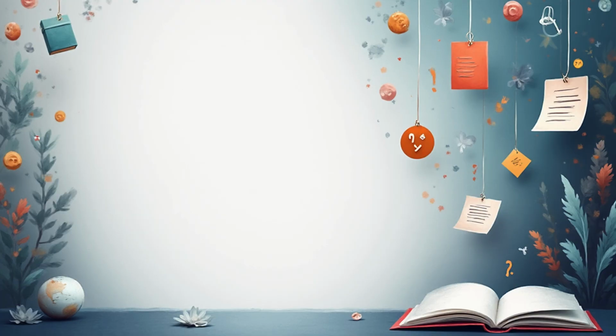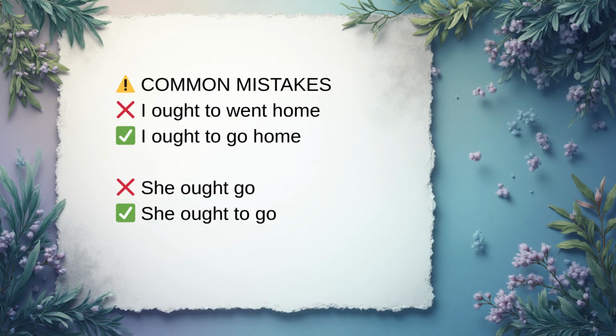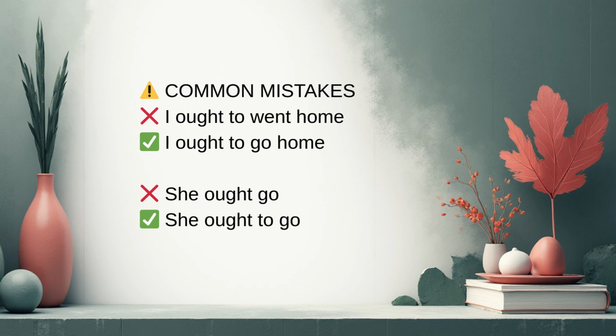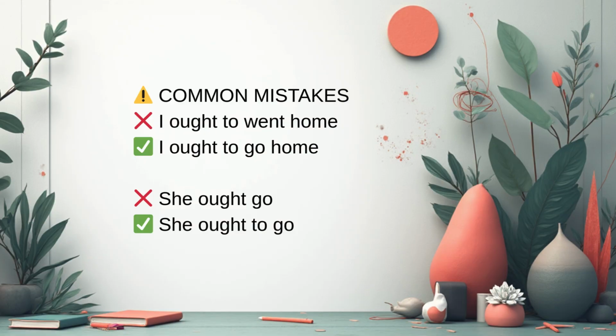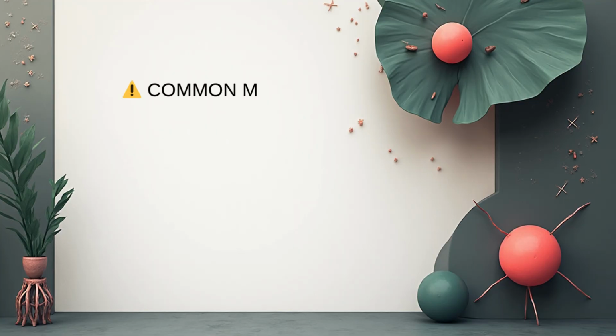Now let us see some common mistakes which we make while using ought to. I ought to went home. This is the wrong one. The correct one is I ought to go home. She ought go. This is the wrong one. The correct one is she ought to go.